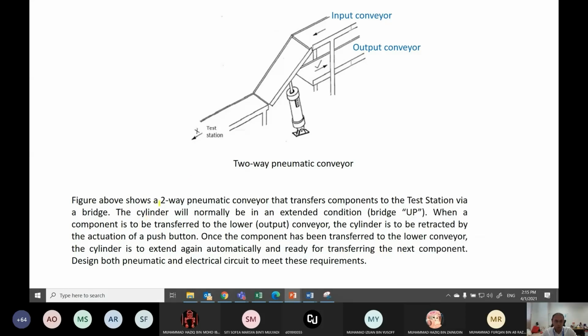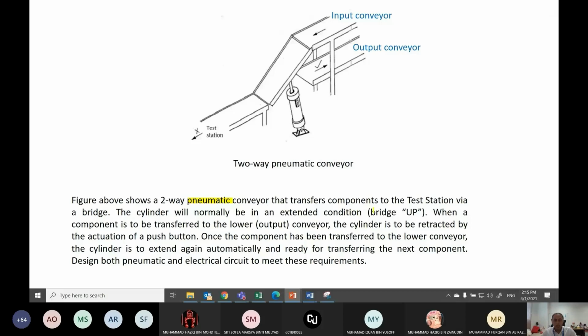This figure shows a two-way pneumatic conveyor. So you know that this is a pneumatic system, because it can be hydraulic, it can be pneumatic, but in this case it mentioned pneumatic. So you should use all the symbols related to pneumatic, especially in terms of the power source. We don't expect you to use a pump in this case, then your design will be totally wrong, because it's already mentioned here it's a pneumatic conveyor.